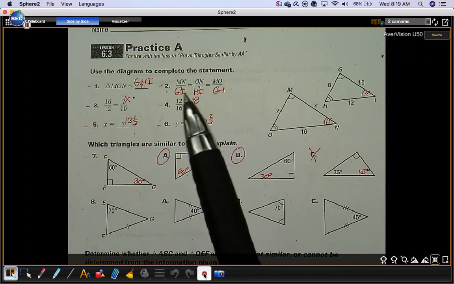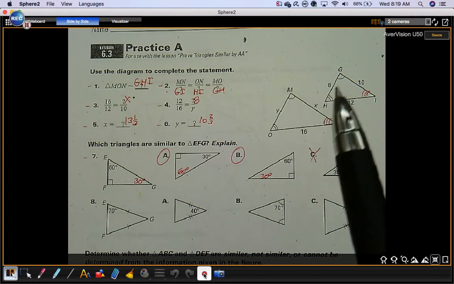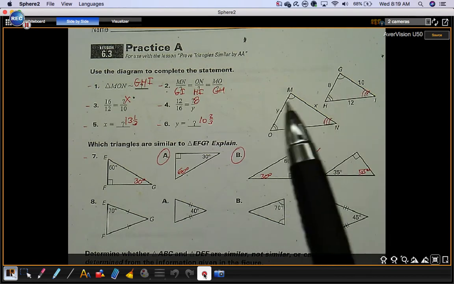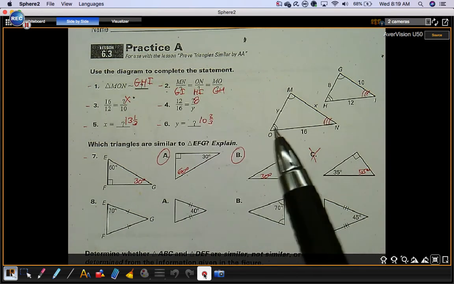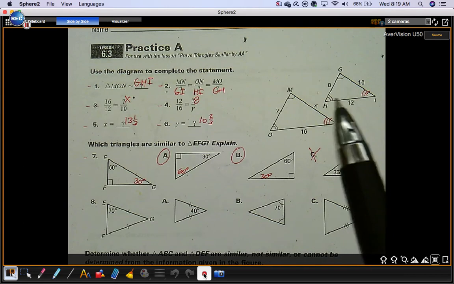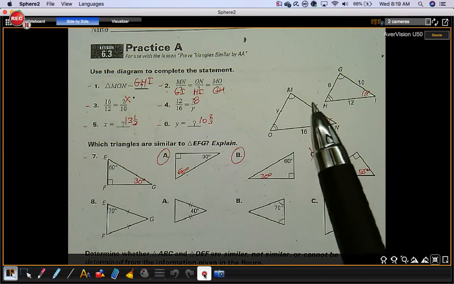Same thing here. This is a statement of proportionality. Segment MN corresponds with segment GI. So this ratio equals this ratio, O to N compared with H to I, M to O compared with G to H.